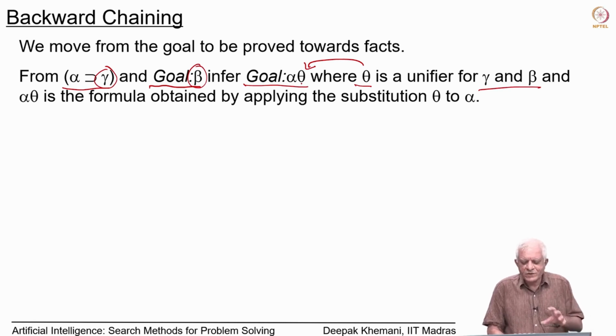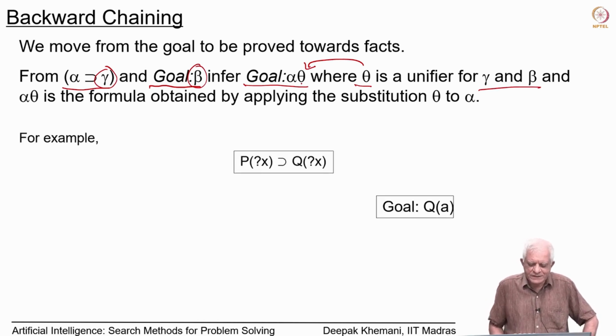So, remember that the goal is a different set of formulas. Of course, if you are implementing them, you may just keep them in separate compartments, so that you do not mix up goals with facts. But as far as discussing is concerned, we will use the annotation goal in front of beta. Goal beta is not a sentence in our logic, it simply says that beta is a goal essentially, and it is an annotation we are using.